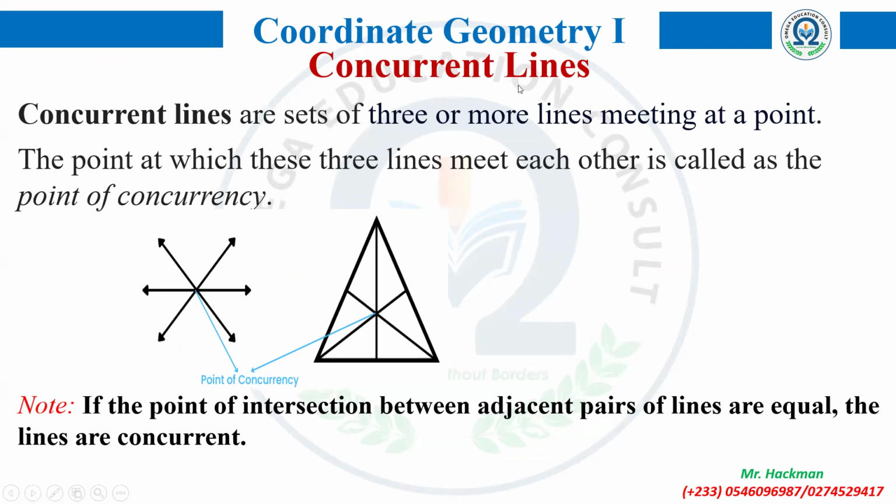We are going to deal with concurrent lines. Quickly let me read: concurrent lines are sets of 3 or more lines. So this time around, we are not dealing with 3 or more points. We are dealing with lines, 3 or more lines meeting at a point. Here I have used 3 lines: line 1, line 2, line 3. If they meet at a point, then we'll say that these 3 lines are concurrent. However, the point where they meet has a special name, and that is the point of concurrency.